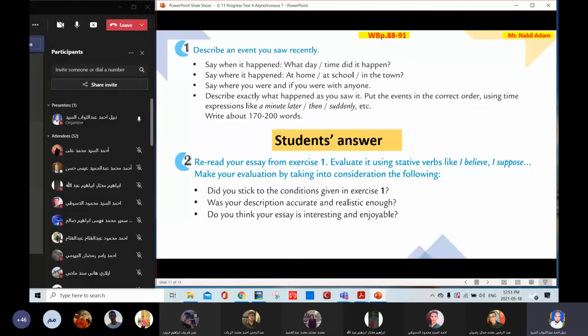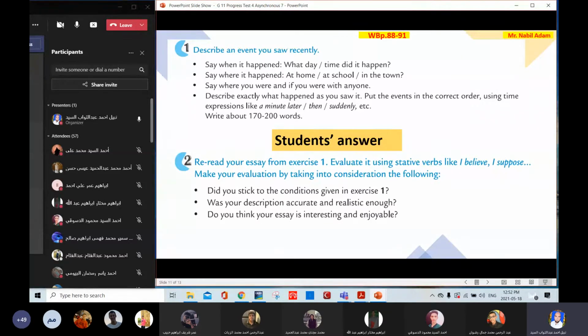So where were you? I was walking. You were sitting, etc. Alone or with another one. You have to mention who were the characters involved in this event, and describe exactly what happened as you saw it. You have to tell us the events or the plot of the story. Put the events in the correct order. So you have to use time expressions like a minute later, then after that, suddenly. So you have to use time expressions. Write about 170 to 200 words.